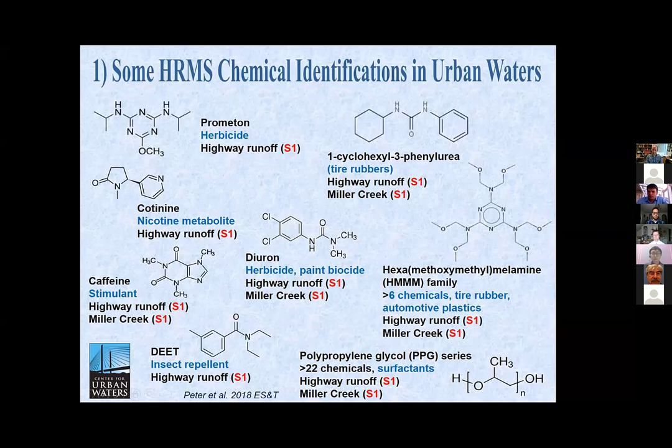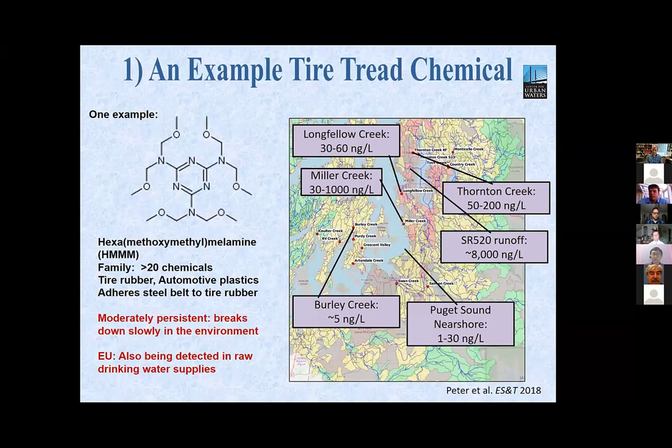So let's take a look at HMMM, the hexamethoxymethylmelamine compound, as an example. This is a compound that's actually used in tire rubbers to bind the steel belts to the rubber. So the steel treads don't float around in the rubber either when the tire's being made or when the tire's being used, and are bound with this hexamethoxymelamine compound. It's also used in automotive plastics as well. So tires are not the only source of this.